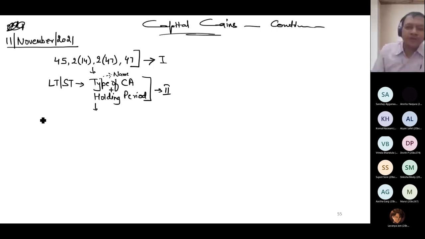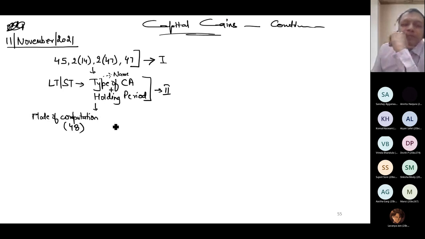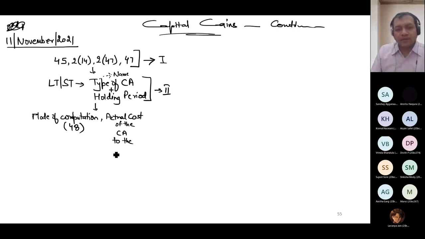Then now I will determine income under the head capital gain. It can be long term or short term. It depends on what mode of computation, section 48. Then I must be having actual cost of the capital asset to the assessee. I must be having it with me.